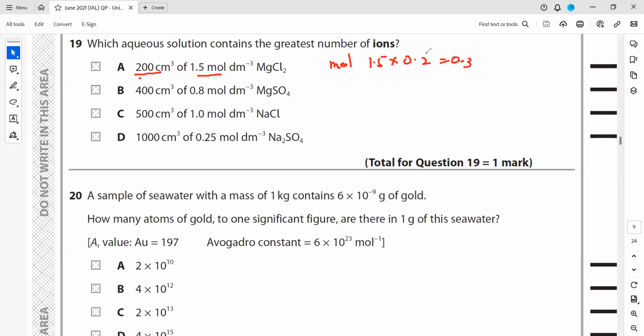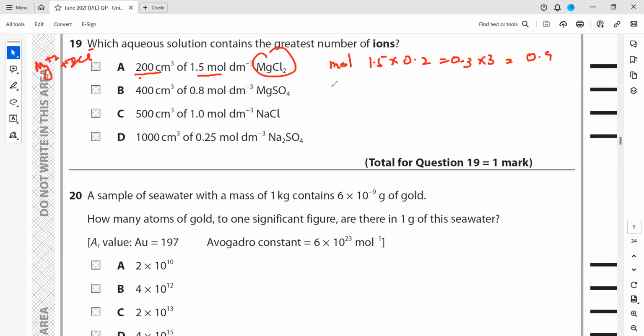After getting 0.3, how many ions are there? Magnesium chloride contains 1 magnesium ion and 2 chloride ions. So there are 3 ions present. So this will be multiplied by 3, and it becomes 0.9 moles of ions. The one which has the largest number of moles of ions will be our answer.